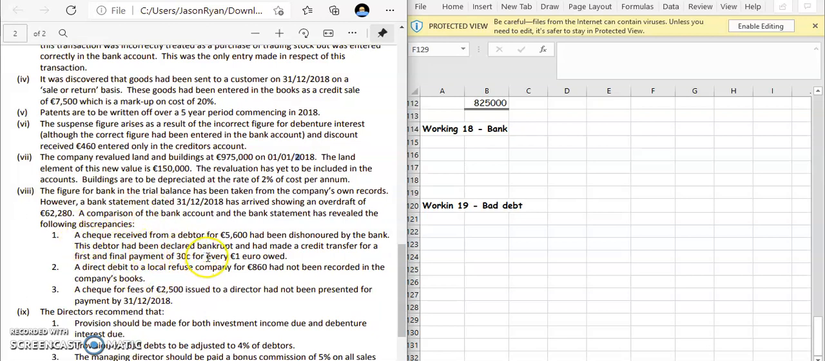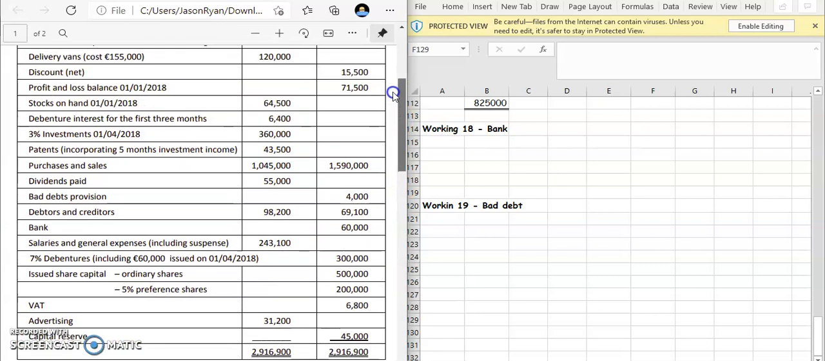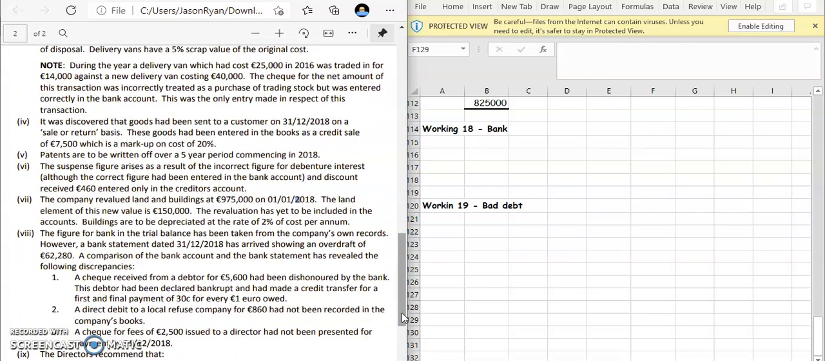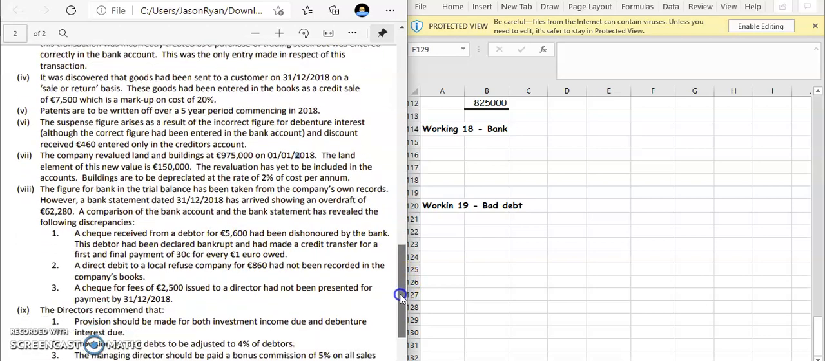A check received from a debtor of 5,600 has been dishonored by the bank. So we would have received a check, and we would have put that into our books correctly, as in reduced our debtors and put it into our bank. But now the bank has dishonored it, saying that they haven't paid it. So we need to adjust that. So that means our bank is going to go back up. If we look at our bank, our bank's on the credit side, so we know that's an overdraft. So it's 60,000. Now our overdraft is going to increase because that 5,600 is not in it.